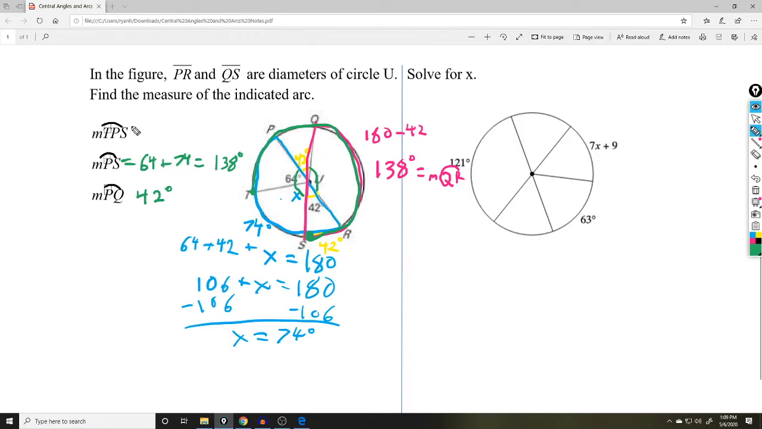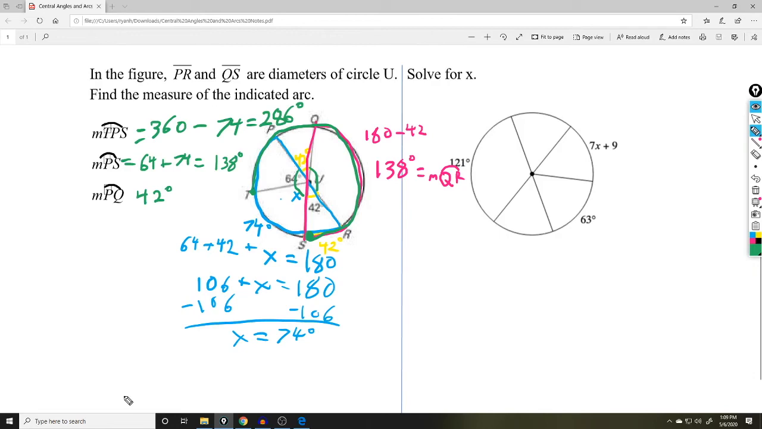Or we can subtract. Because essentially what we want is everything except the part that goes from T straight to S. So we want to go all the way around the circle, 360 degrees, except we don't want T to S. So we're going to subtract off the 74 that we don't want. And that'll give us 286 degrees. And so that's all our measurements.